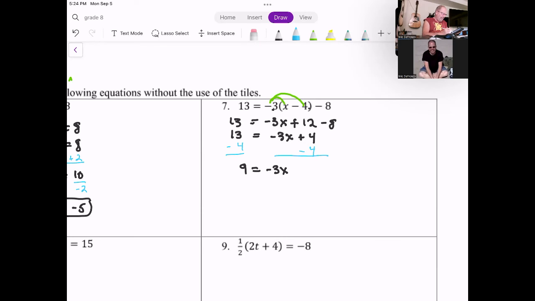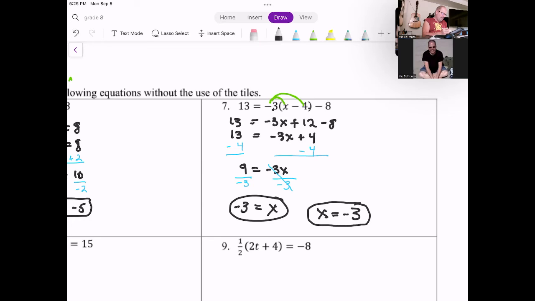The last step now is to undo that multiply by -3. -3 divided by -3 cancels. It's just 1 times x. So just x. And 9 divided by -3 is -3. So we could leave it -3 equals x. I would prefer to rewrite it with the x on the left-hand side. It's okay if you don't.